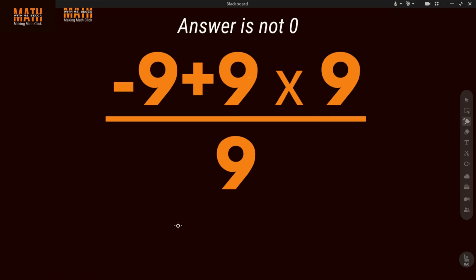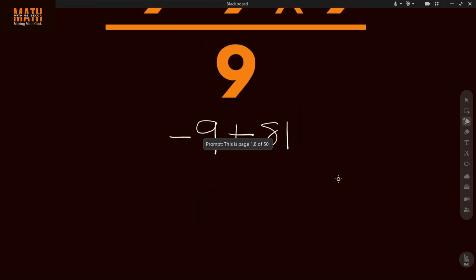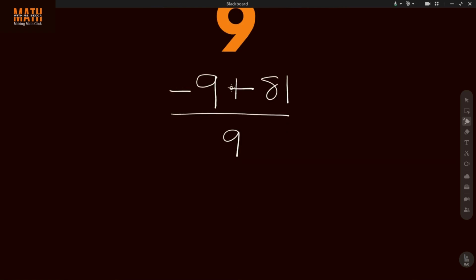So let's solve by writing it this way. We have negative 9. We are to keep this. Then we have plus 9 times 9, which is 81. Then we have all over 9. This is the same thing as saying bracket negative 9 plus 81, then divided by 9. This way, you solve what you have in the bracket before you divide.